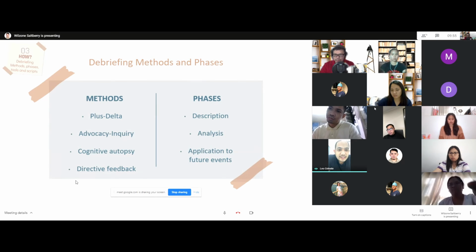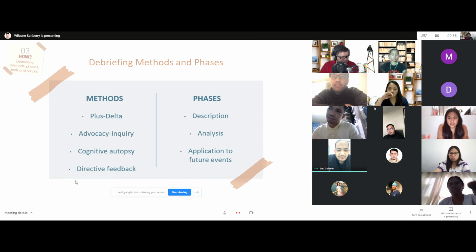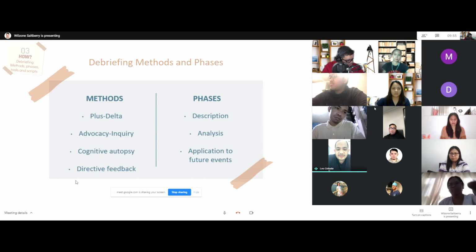So how is the debriefing done? There are methods and phases done during the debriefing. Under the methods, there is the plus delta. The plus delta involves group-based reflection and assessment of what went well, what did not go well, and what participants need to change to improve care. Next is the advocacy inquiry and the cognitive autopsy. This engages participants in a deeper discussion to uncover underlying rationales for decisions, behaviors, or actions. And last for the methods is directed feedback. This is to address specific gaps in individual performances.